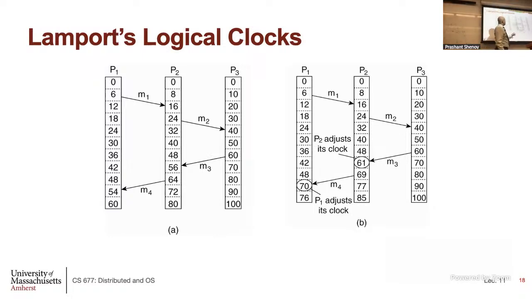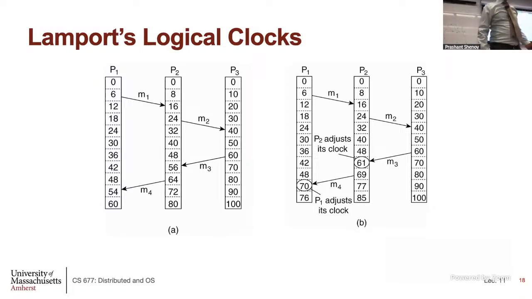Okay? Same is true of this message M4 that went from 69. It goes here, it was still 54. You set it to 70. So that also gets ordered. So you will always have to do the max of the 2 clocks plus 1 to ensure that the property of happened before is satisfied.